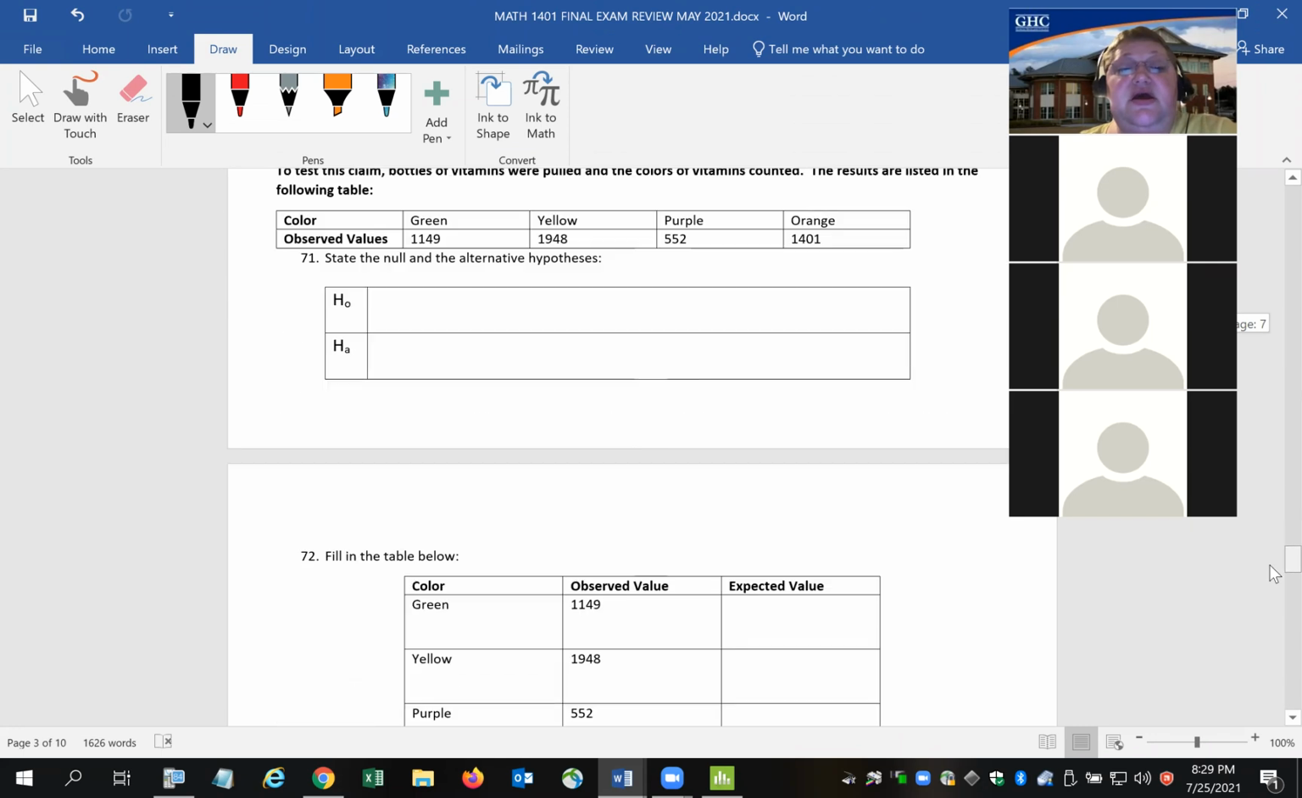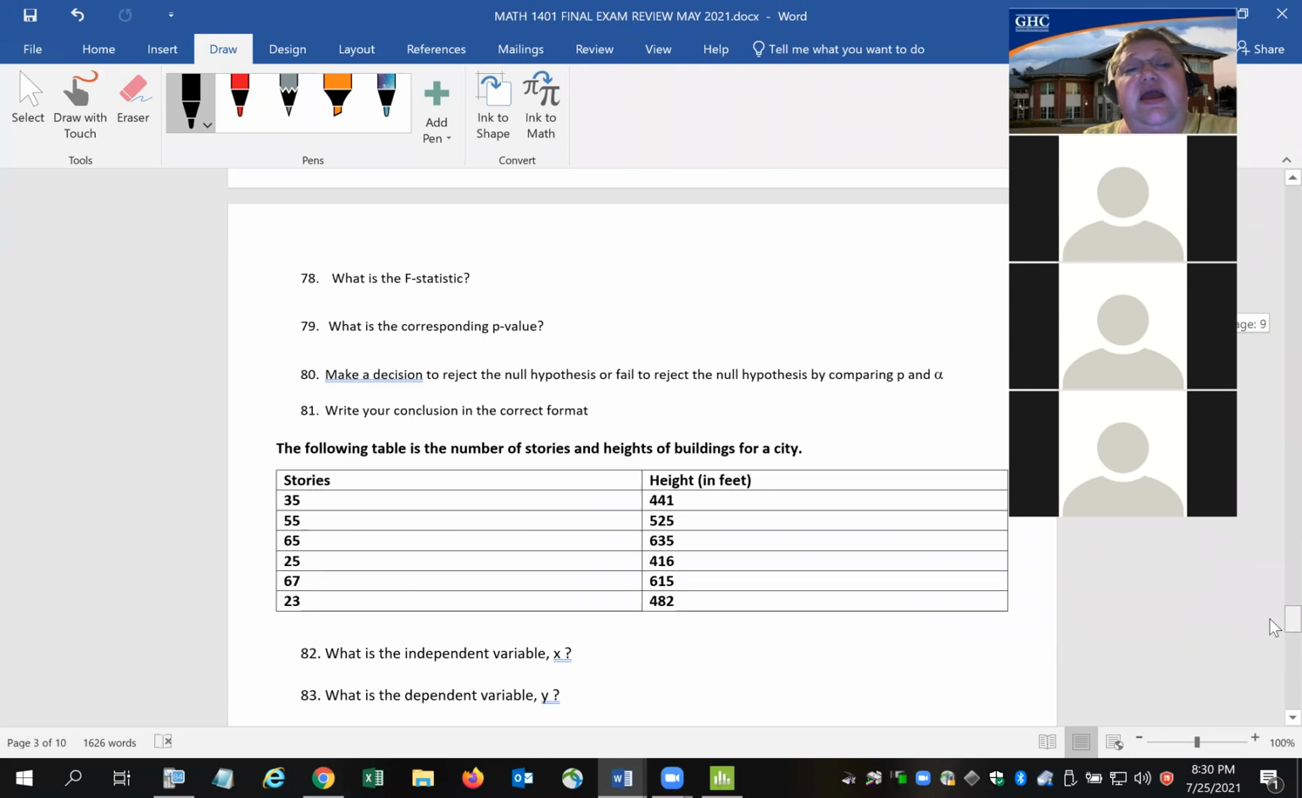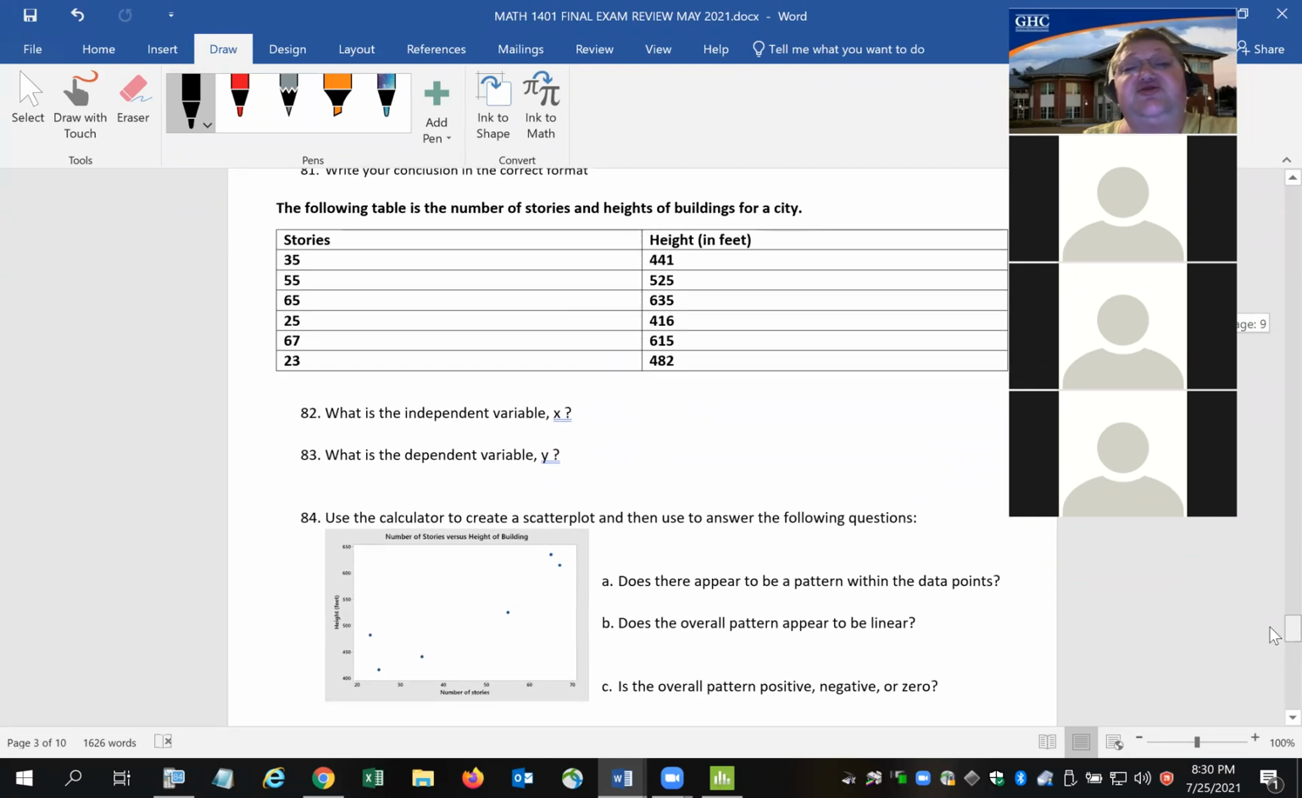Okay. All right. I'm on this review sheet, and it's going to be the questions right above questions 82 and 83. And it says the following table is the number of stories and heights of buildings for a city. And you have the stories in the left-hand column and the heights in the right-hand column.